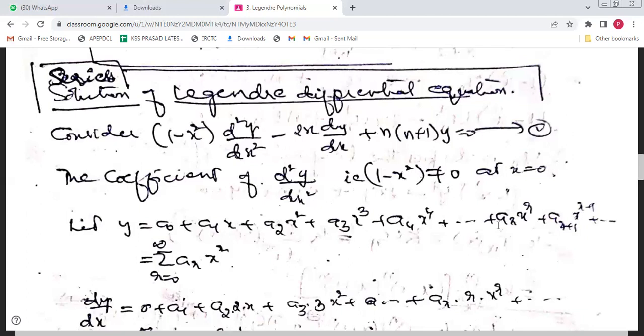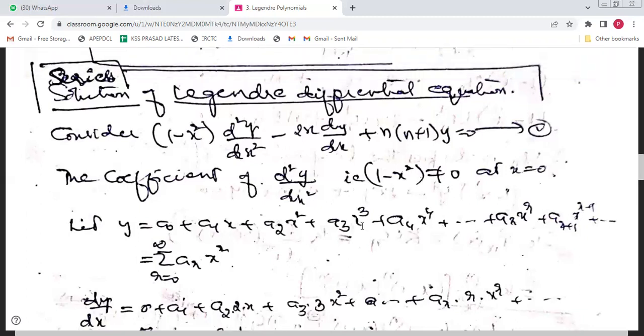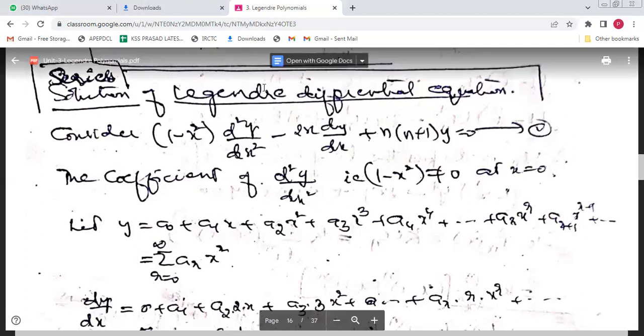Now, we have already started this kind of solution. We consider the series solution y equal to, what is the series solution? a naught plus a1x plus a2x square plus a3x cube plus a4 x power 4 plus etc., ar x power r, ar plus 1 times x power r plus 1. So that is nothing but summation ar into x power r.